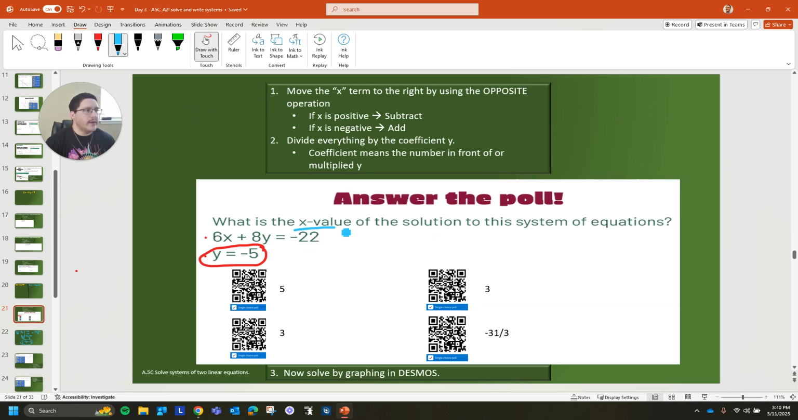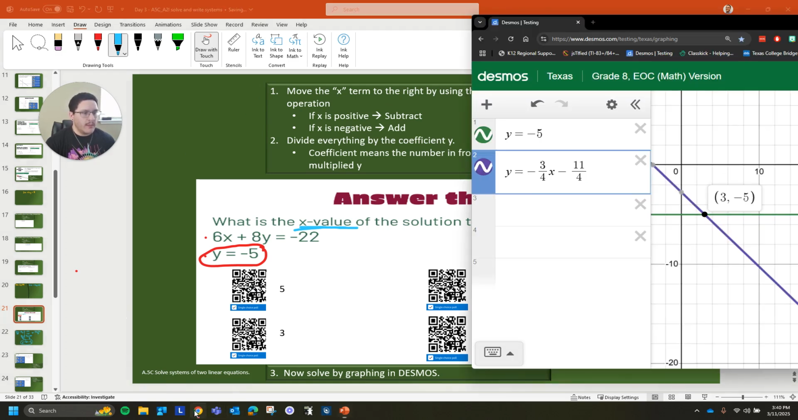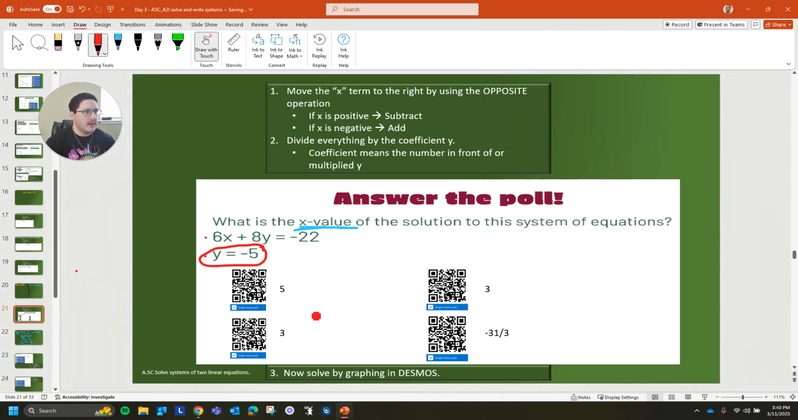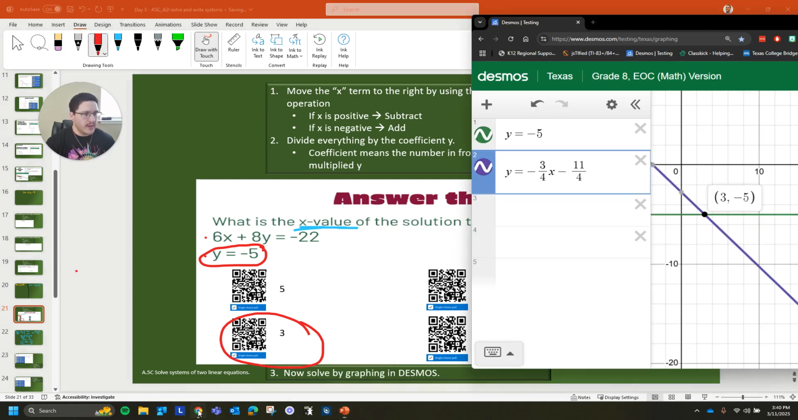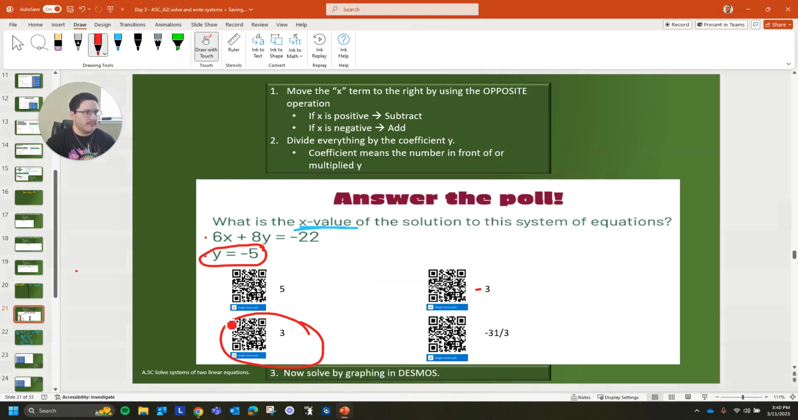However, this is asking for what is the x value of the solution. So going back, the x value to my solution should be positive 3. I believe there's a typo here. One of them maybe should be negative, but the answer should be positive 3 for this problem.